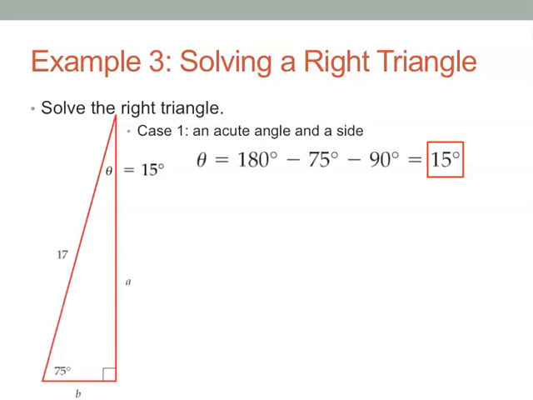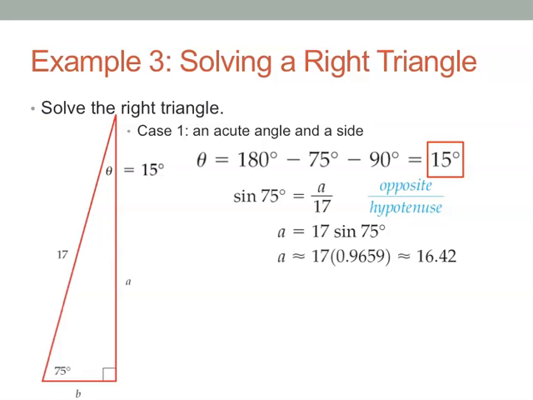So let's say we use the 75-degree angle. We're trying to find A. We also have the hypotenuse, which is 17. So it looks like we have the opposite side, which we're solving for, and the hypotenuse. So it looks like we should use the sine ratio. So sine of 75 is equal to A over 17. We'll get A by itself, multiply both sides by 17, and that comes out to be about 16.42.